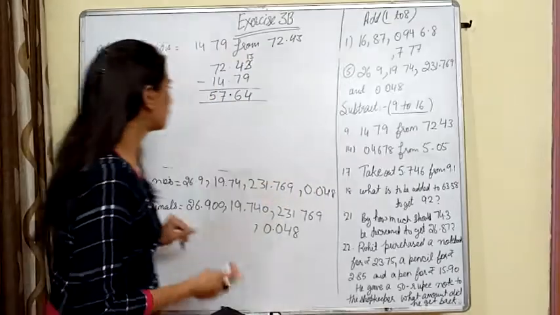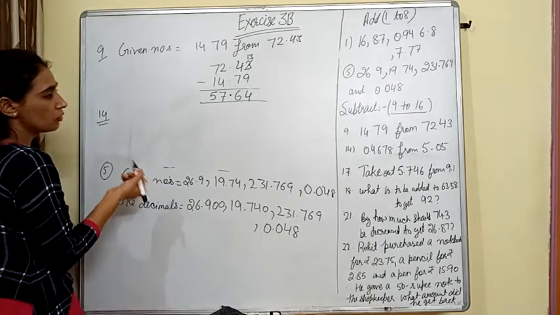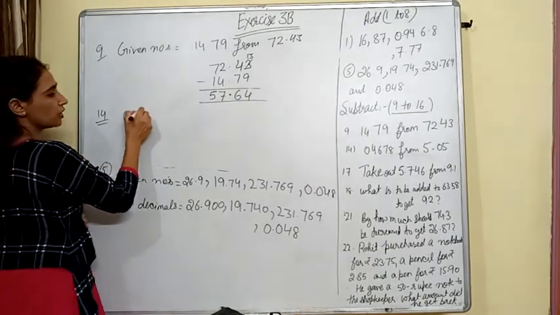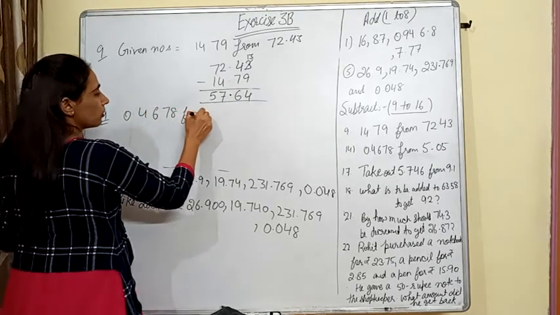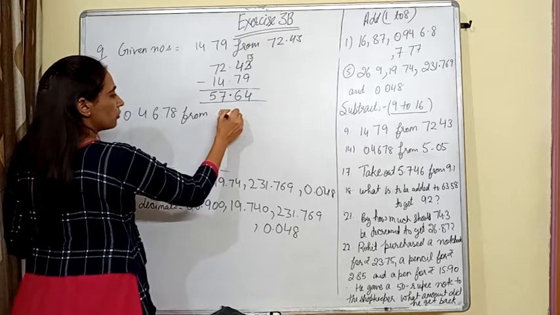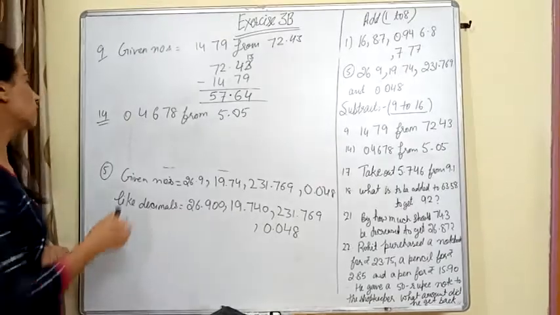So next is question number 14 and 17 both. I will do 14 first. That is also the same. You have to use the same method. We have to subtract 0.4678 from 5.05. So first we will convert this into like decimals.